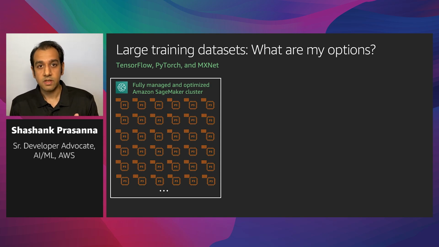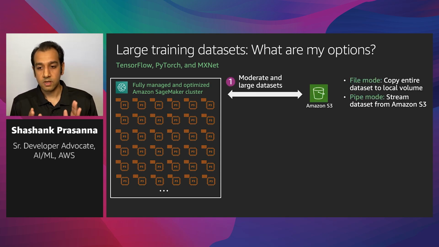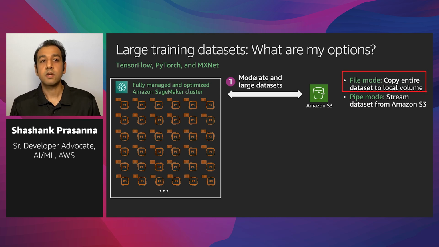The first option is for you to use Amazon S3 as your storage location. Let's say you have your data set in Amazon S3. It could be any size you please. If it is a moderately sized data set, which is in gigabytes, then you can use an option called file mode. In file mode, SageMaker will fully copy your dataset from S3 into your training cluster you see on the left.